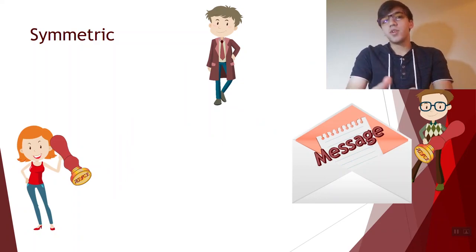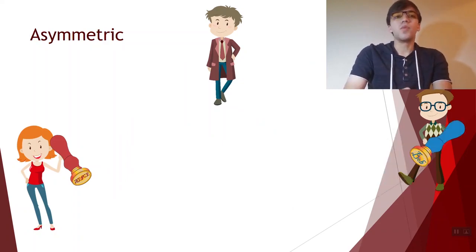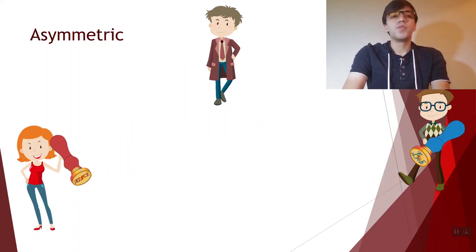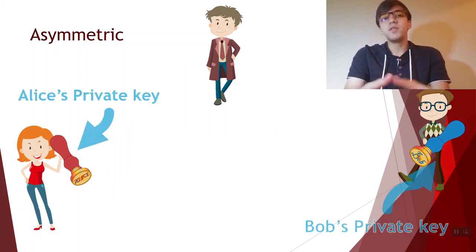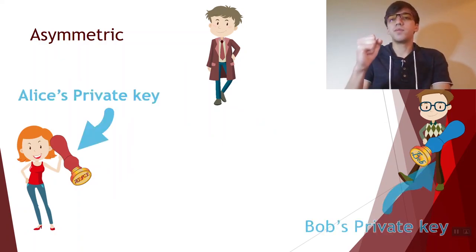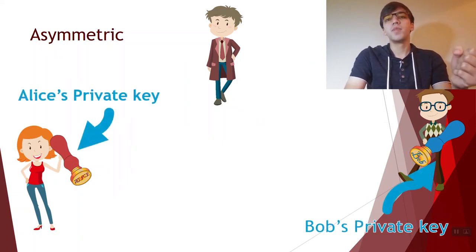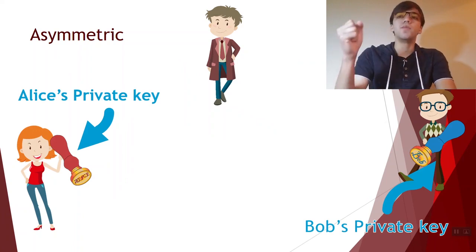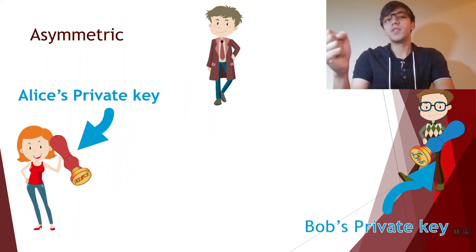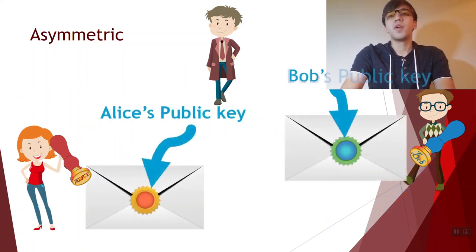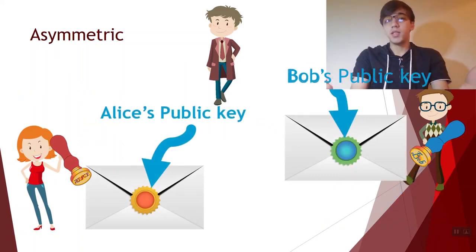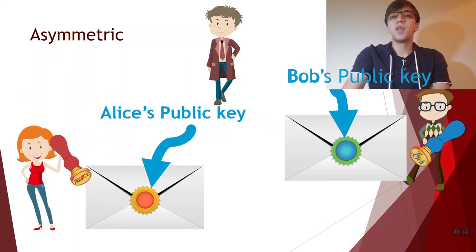Now with asymmetric encryption, we're going to have to define a few more terms. What we're going to call private keys are those little metal stamps. Alice's private key is her metal stamp, and Bob's private key is the metal stamp that Bob has. We're going to call public keys the things that everyone can see, which are the stamp marks on the envelopes themselves.